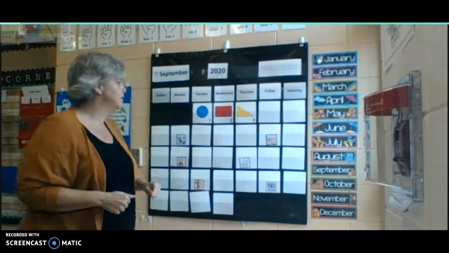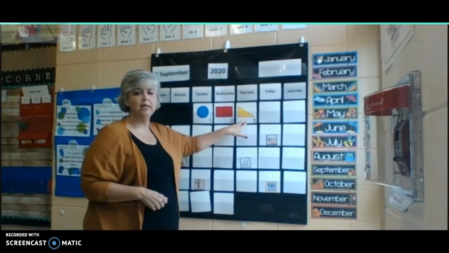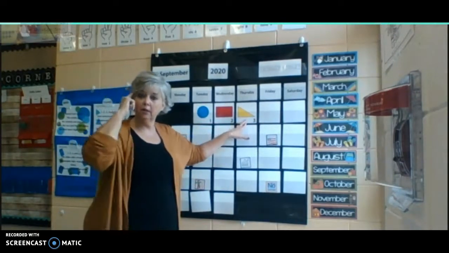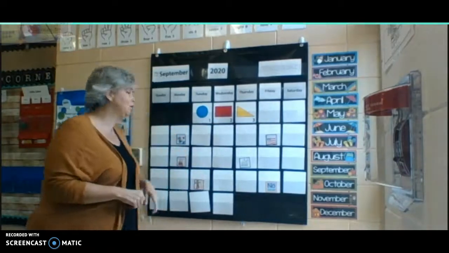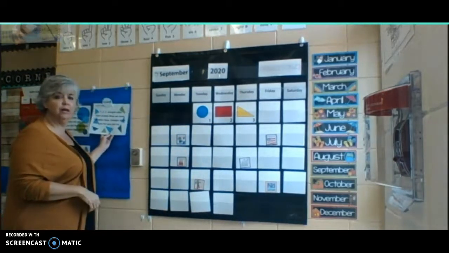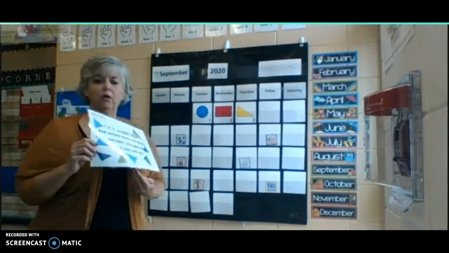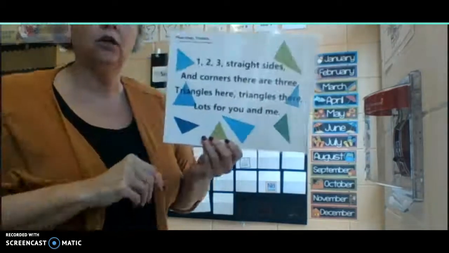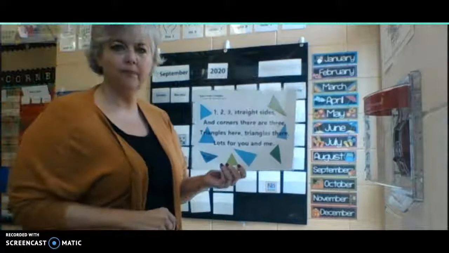Awesome job, cookies. Do you remember what shape today was? Good memory. That is a triangle, and we have a song here to learn about how we know it is a triangle. Are you ready to sing with me?